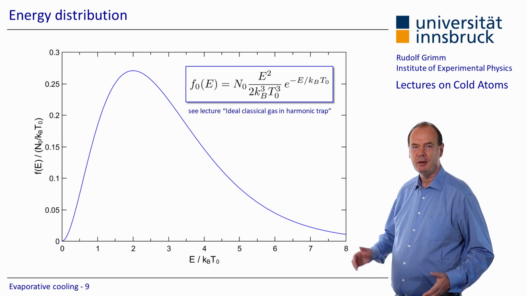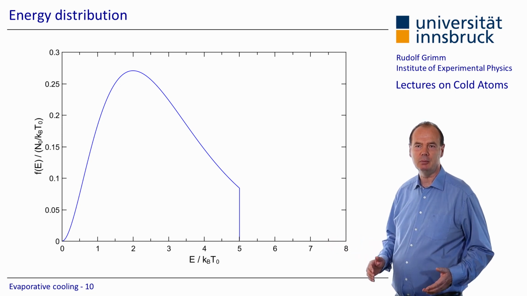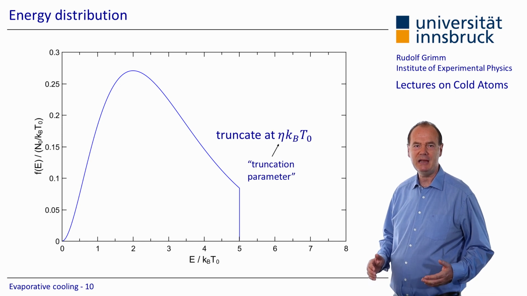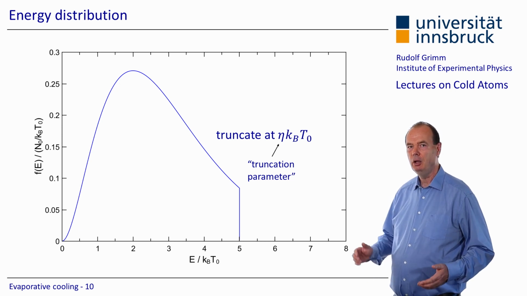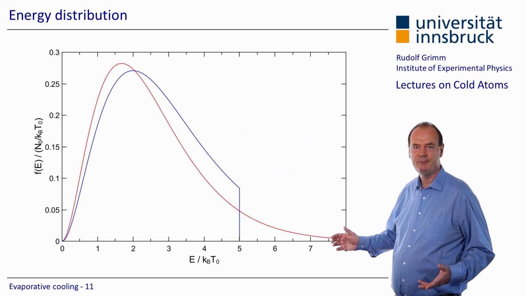We see that the distribution is rather broad, and we have quite some atoms with high energies. Now we apply the evaporation cut, in our example at 5 times the thermal energy. We define a truncation parameter eta, which is the energy threshold relative to the thermal energy k_B T. And we switch off the cut and let the sample rethermalize.